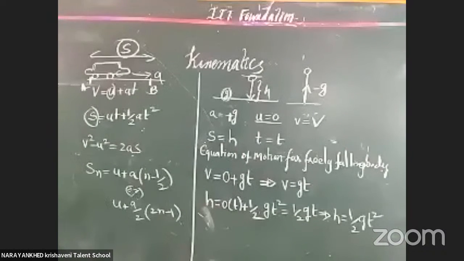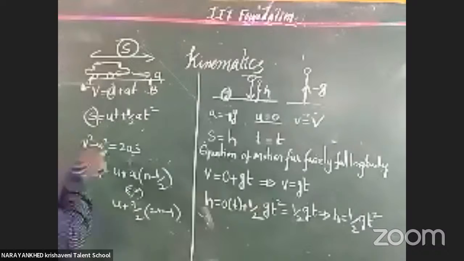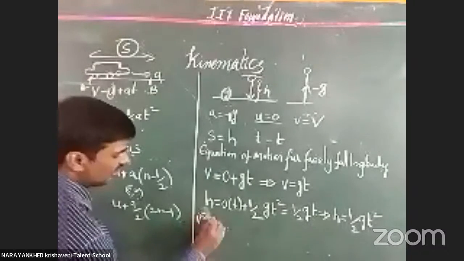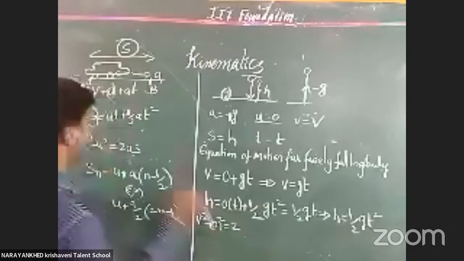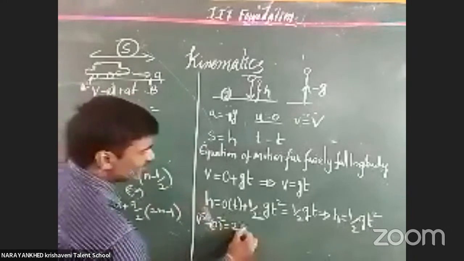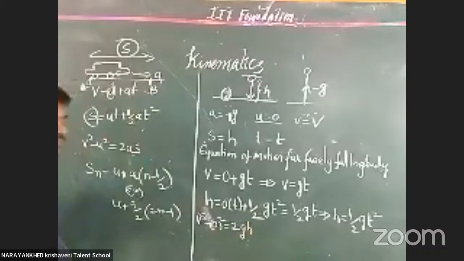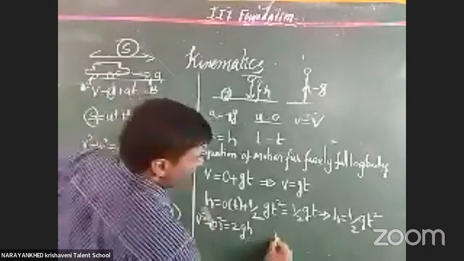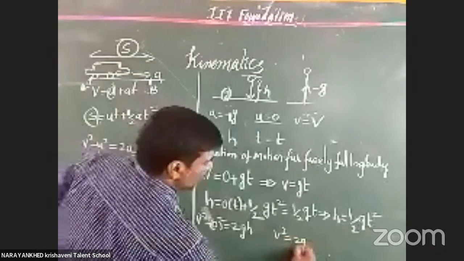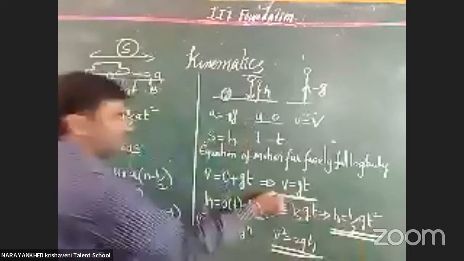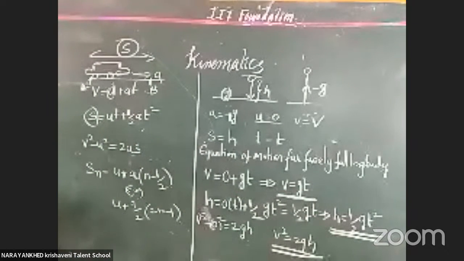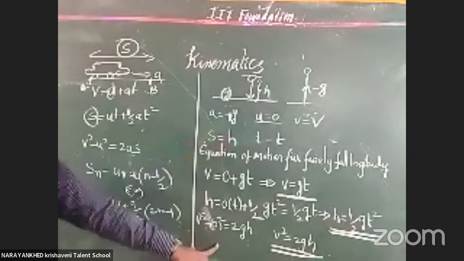Now v square minus u square. What is the u here? 0. Third equation: 0 square, it is equal to what we have? 2as, 2gh. Now it will become v square is equal to 2gh. This is another equation. Got it? These are called equations of motion.